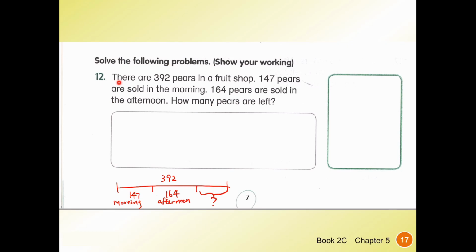Question number 2. There are 392 pears in a fruit shop. 147 pears are sold in the morning and 164 pears are sold in the afternoon. How many pears are left? So I've drawn this diagram for you. So in the beginning we have 392 and 147 are sold in the morning and 164 are sold in the afternoon. So we would like to find out the number of pears that are left. So this is quite straightforward.